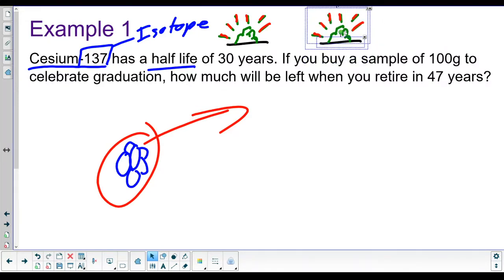Okay. After a certain amount of time, half of it disappears. Boom. Half is gone. That's what the half-life is. So after 30 years, half of your cesium is gone. And then after another 30 years, you would think, oh, the whole thing will be gone. But that's actually not the case.